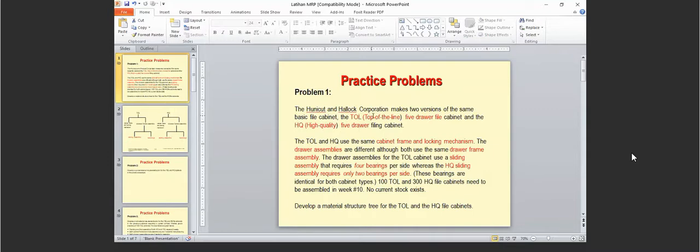So we have a top line of product with drawer 5. With the drawer 5. And both products have a cabinet frame and locking mechanism. And for the drawer assembly, have a drawer frame assembly. Both use the same drawer assembly. For the drawer assembly, have drawer frame assembly. The drawer assembly for the tool cabinet uses sliding assembly. Is it right?